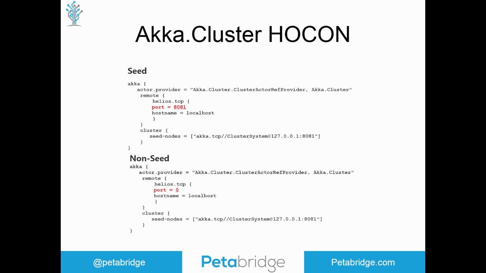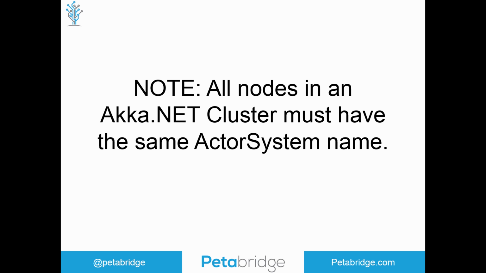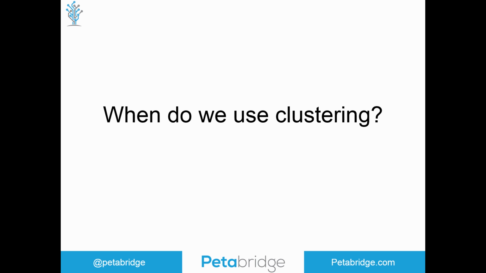And this is a bit of what it looks like. One quick note, just while we're on the topic of configuration, is that all of the nodes in your Akka.NET cluster have to have the same actor system name. You can cross actor system name boundaries with Akka.Remote, but that module is a bit beyond the scope of this video.